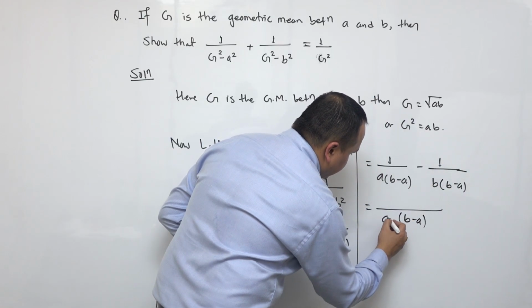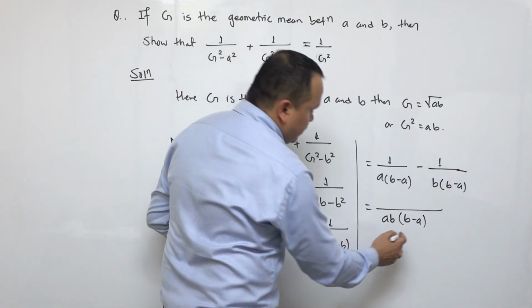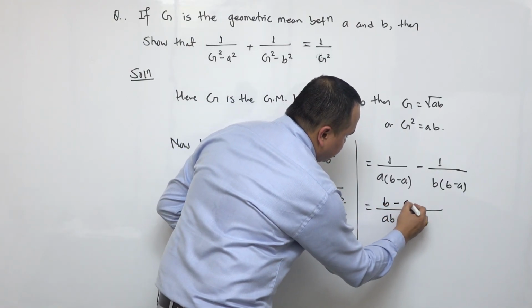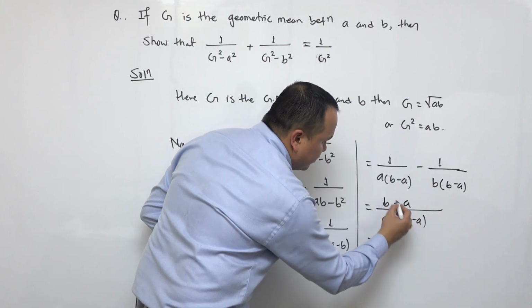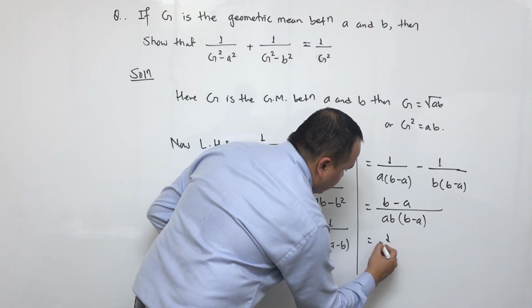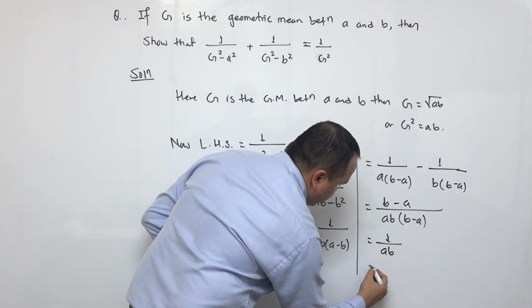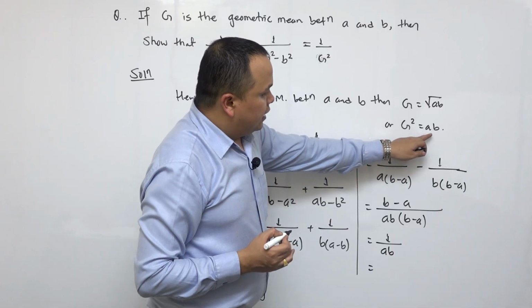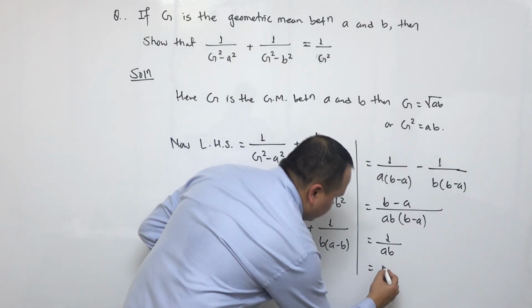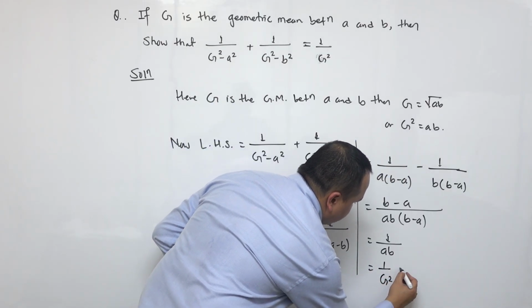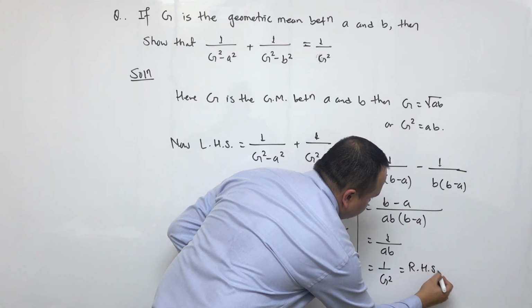Now taking LCM, B minus A same, A and B remaining, and this is B minus A. So B minus A cancels, 1 upon AB, which, AB is G square, and this is 1 upon G square, which is the right hand side. Proved.